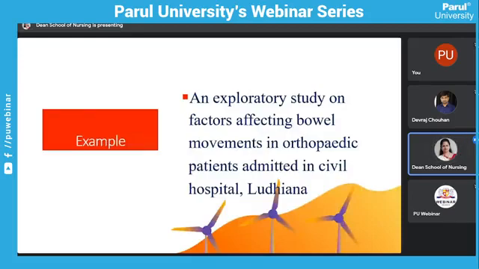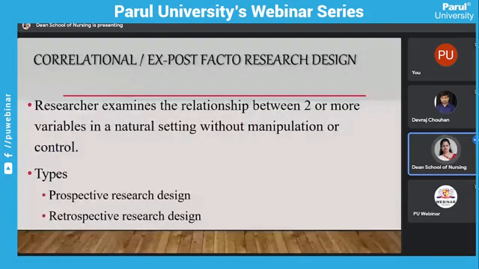Correlational or ex post facto research design. The researcher examines the relationship between two or more variables in a natural setting without manipulation or control. They have two types, prospective and retrospective.